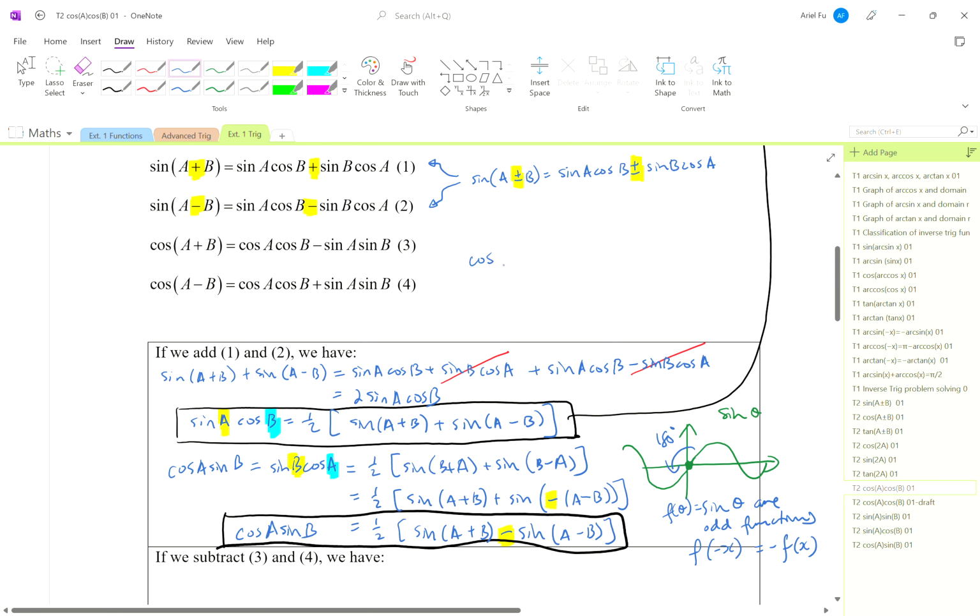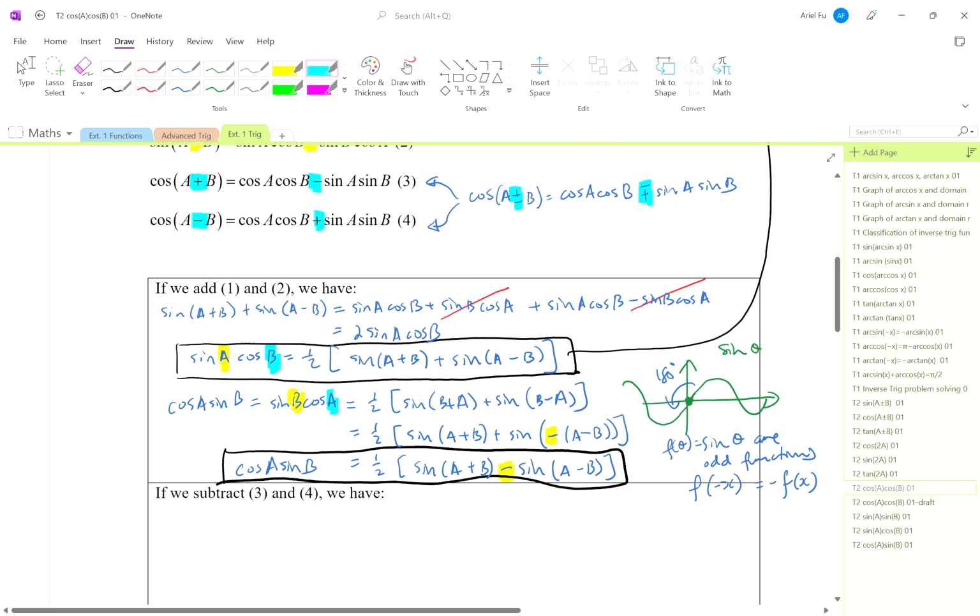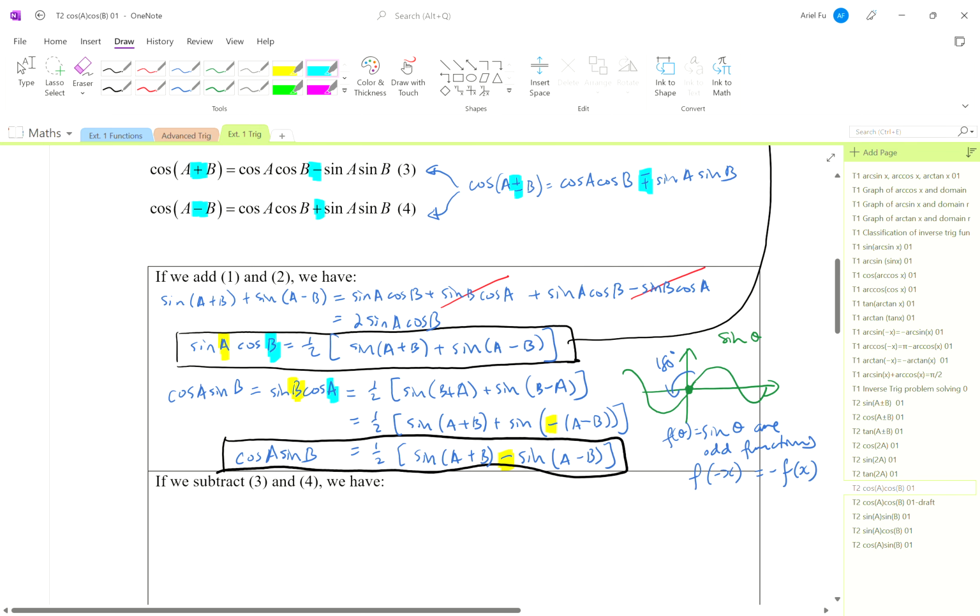We know that cosine of A plus or minus B is equal to cosine A cosine B minus or plus sine A sine B. Okay, again, this breaks up into two identities, one for plus going to minus, and one for minus going to plus. Hence why plus minus and minus plus over here. All right, now let's try and add and subtract them. Okay, first let's try and subtract them.